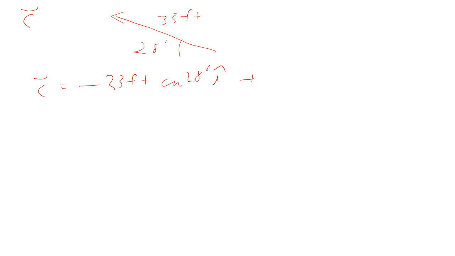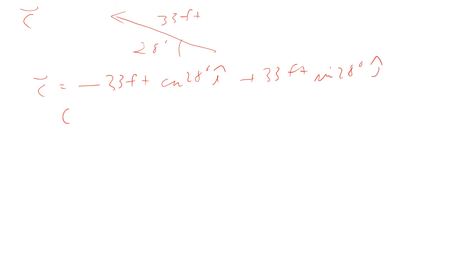Okay. So, vector C. Vector C was in this direction. So we had 33 feet, and the angle was 28 degrees north of west. So, for vector C, this is a minus 33 feet cosine 28 degrees I plus 33 feet sine 28 degrees J.